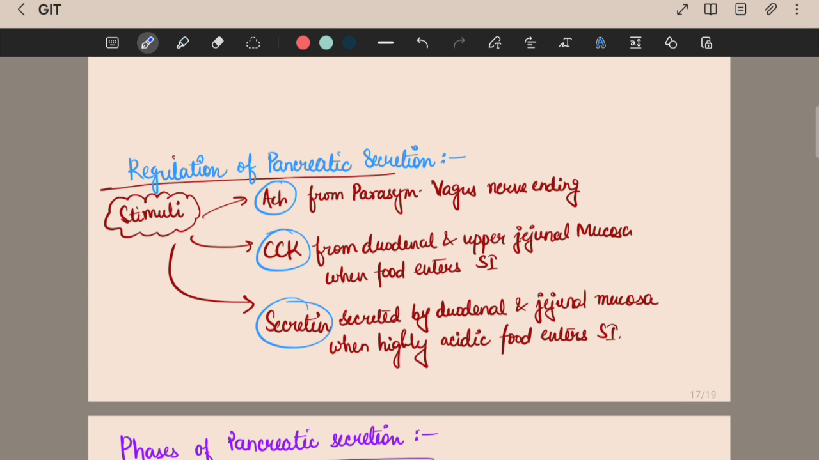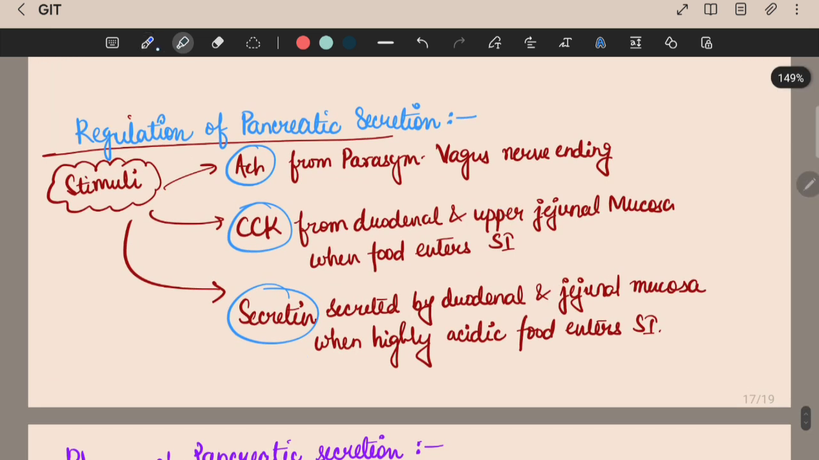First, the stimuli. Now see, the basic three stimuli that are important for the secretion. First comes acetylcholine, which is released from the parasympathetic vagus nerve endings. Then cholecystokinin, CCK, that is secreted by the duodenal and the upper jejunal mucosa when food is entering the small intestine. Then we have secretin. Secretin is secreted from the duodenal and the jejunal mucosa when highly acidic food is entering into the small intestine.